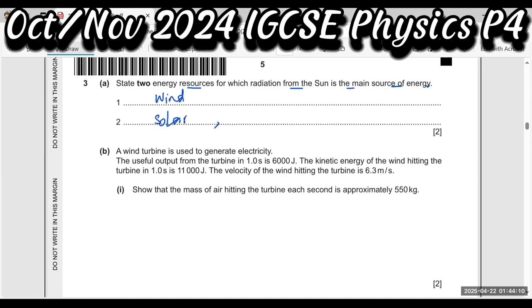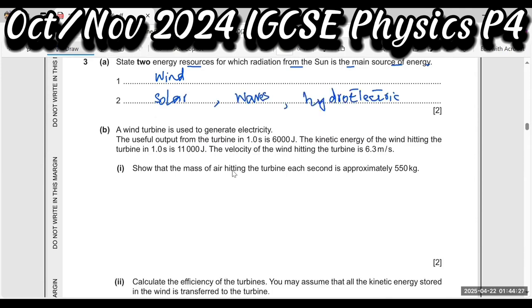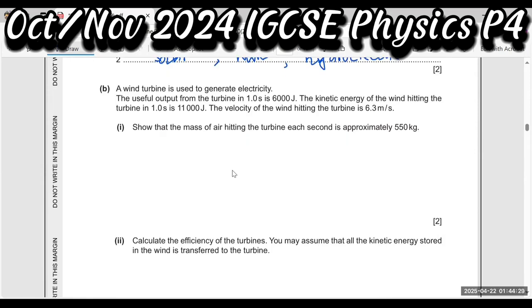Oh, there are many. Writing waves, hydroelectric. A wind turbine is used to generate electricity. The useful output from the turbine in 1 second is 6,000 joules. It's the output energy, and this is time.